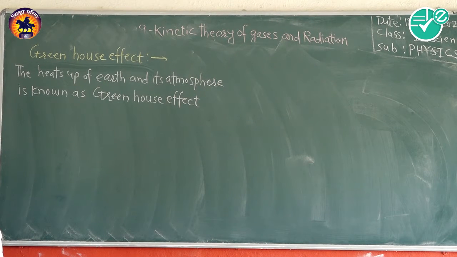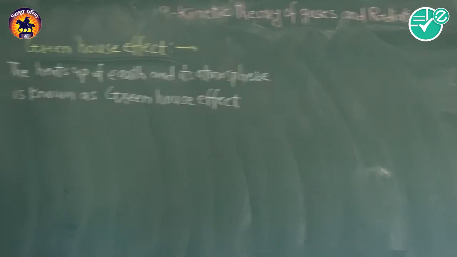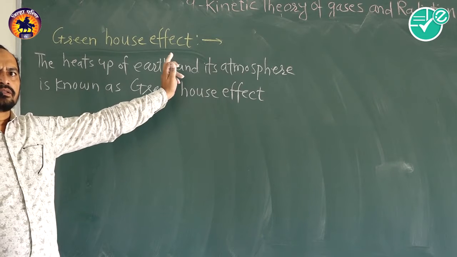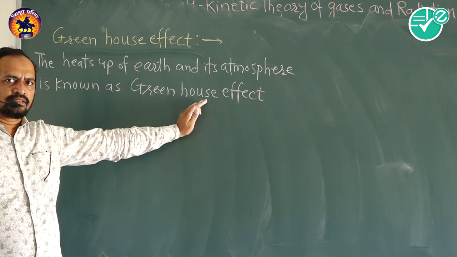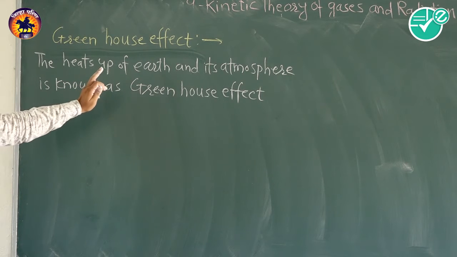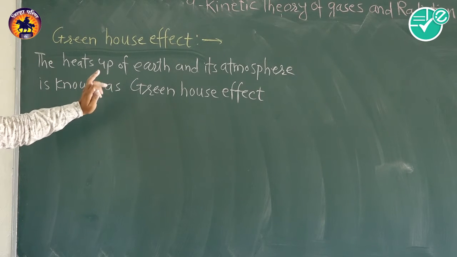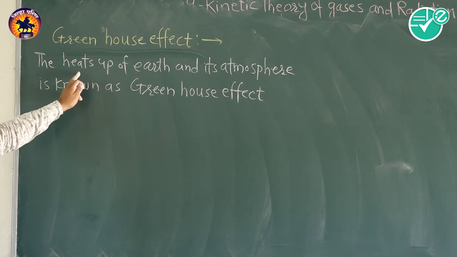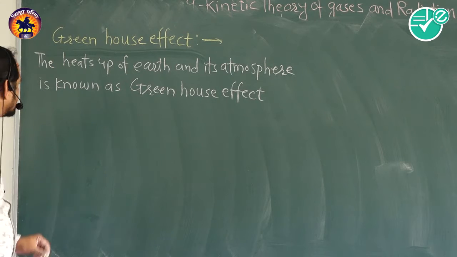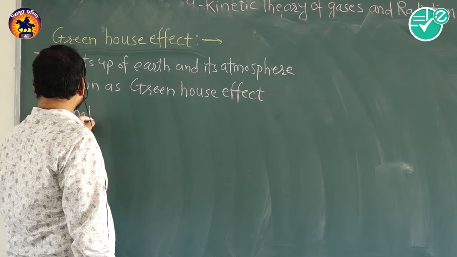Now the last article of this lesson, that is the kinetic theory of gases and radiation, is the greenhouse effect. Now what is the greenhouse effect? Here the earth and its atmosphere heat up due to the thermal radiation of the sun, and this phenomenon is called the greenhouse effect. Now we will get the thermal radiations from the sun.